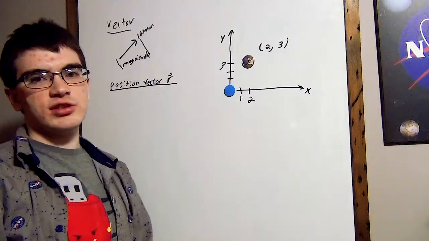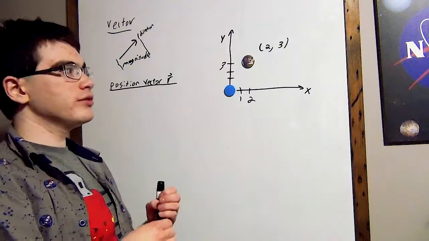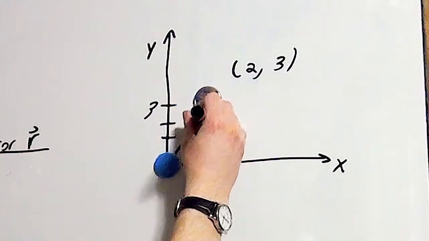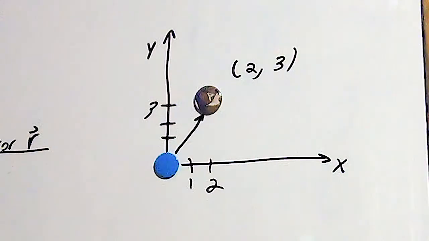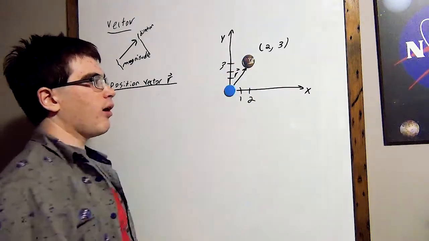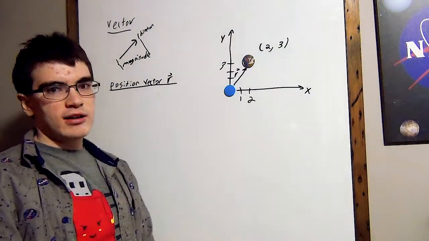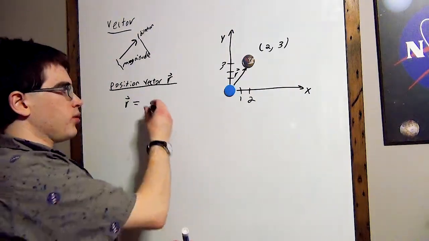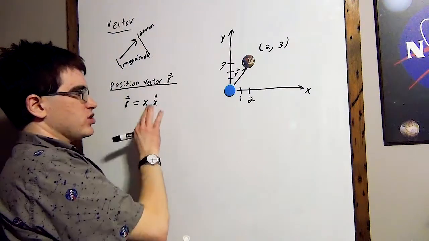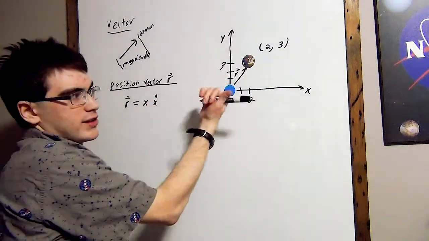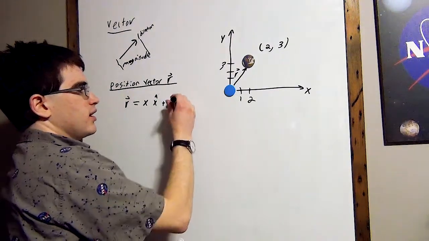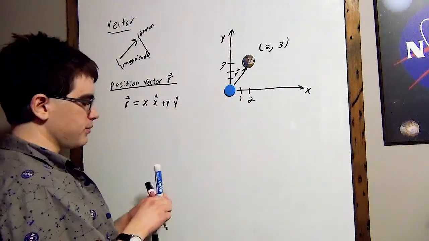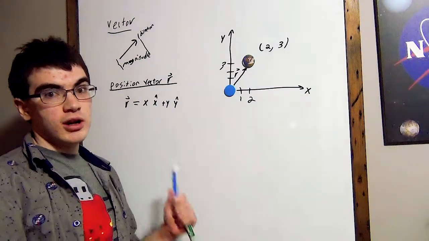The position vector of our board at 2, 3 will be a vector that starts at the origin and points to the location of our board. So right here is our r position vector. We can write out our position vector as r vector equals the x component in the x direction, where x hat represents the x direction, plus the y component in the y direction, where y hat points in the direction of y.